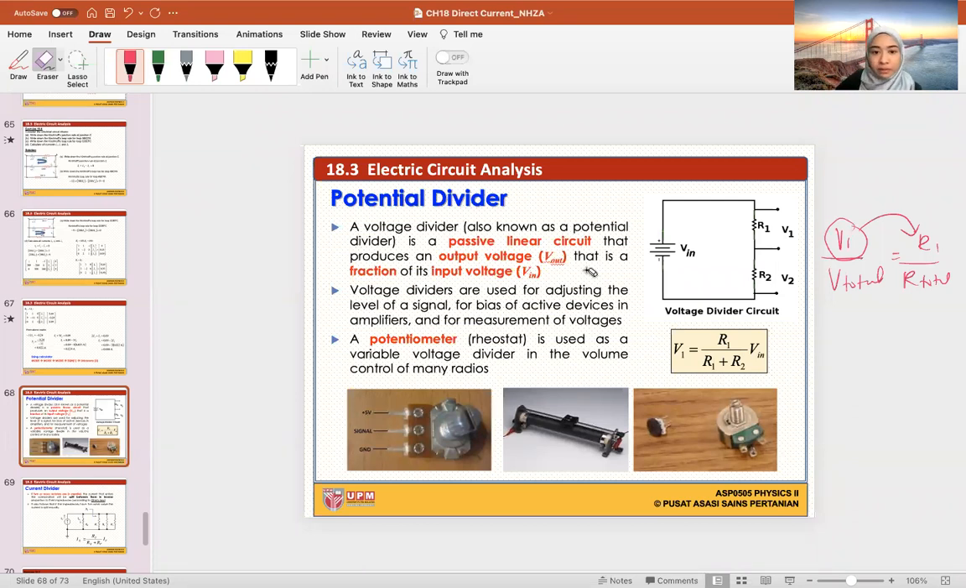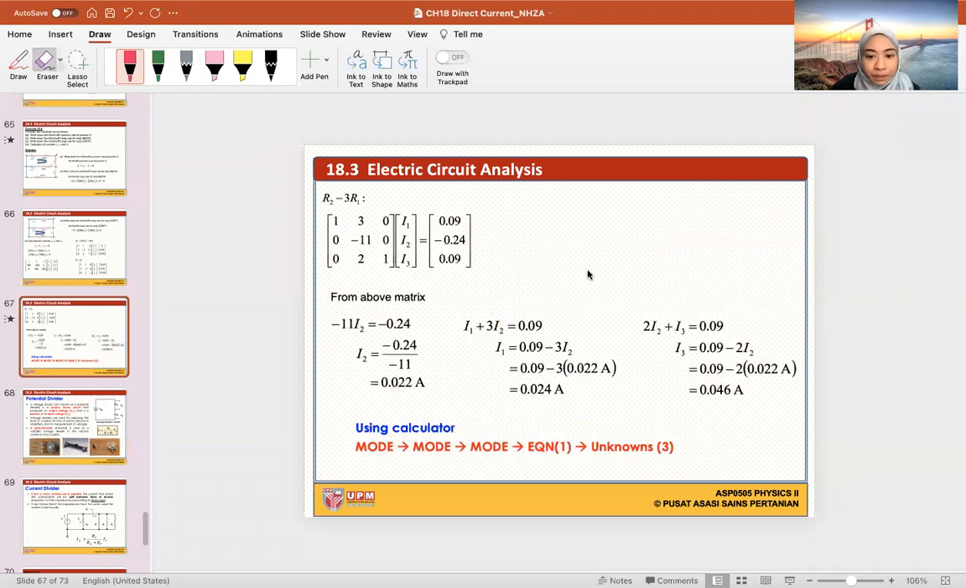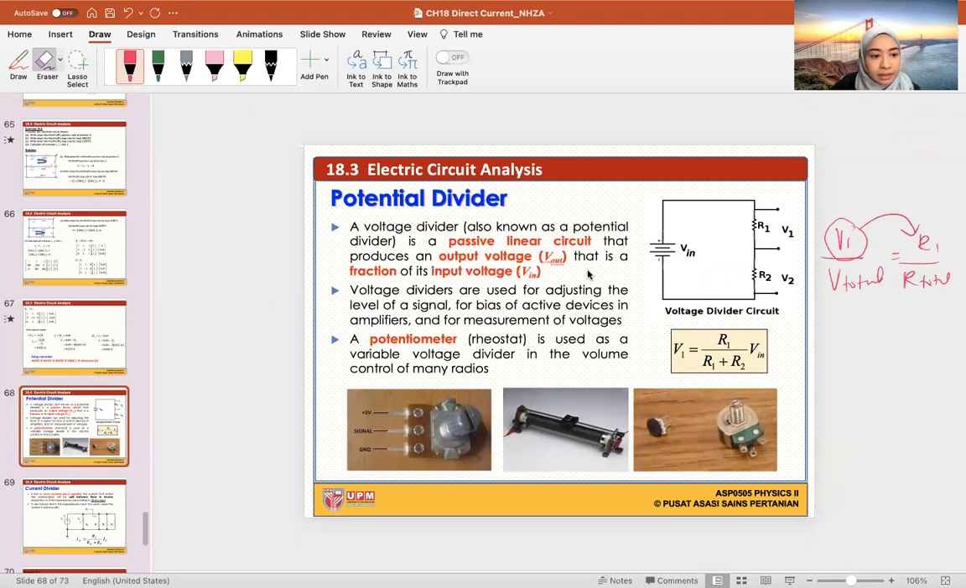Do you need to memorize this equation? No, not really. It's just a ratio. You can use the Kirchhoff's rule, and you will still find the same answer. You still get the same answer. So memorizing this is not necessary. Okay, it's just about understanding, actually.